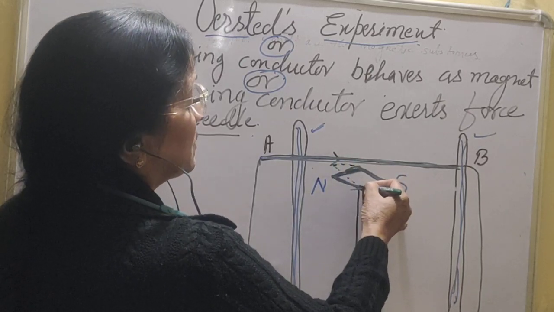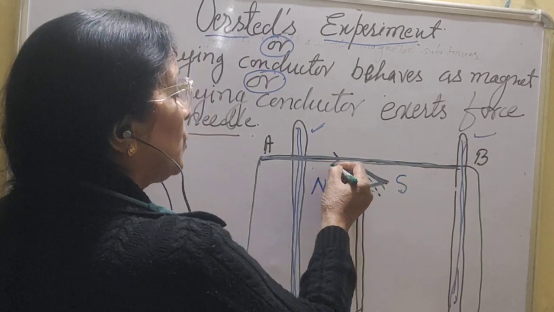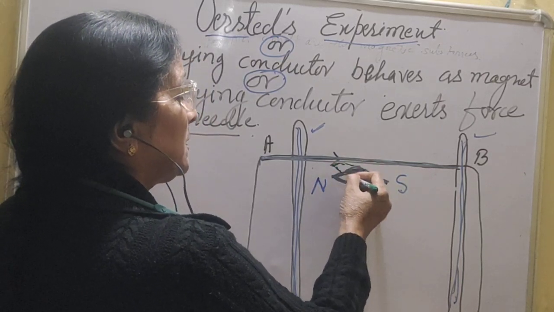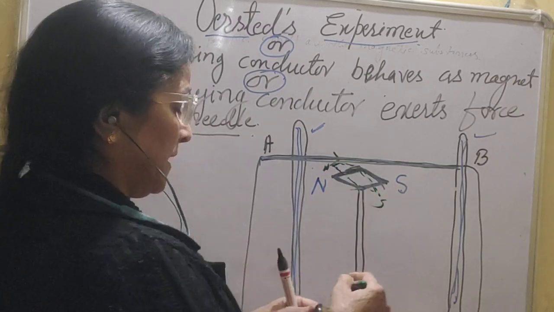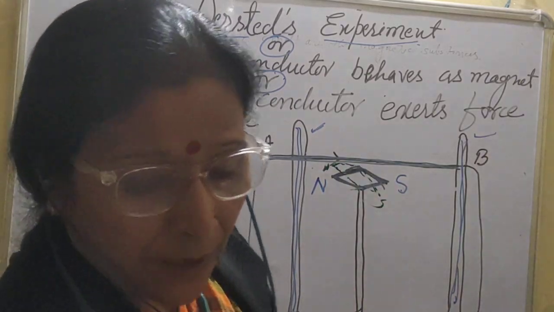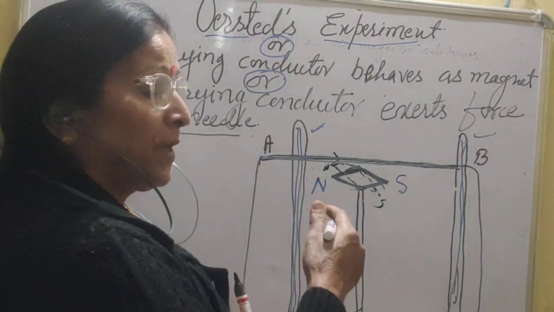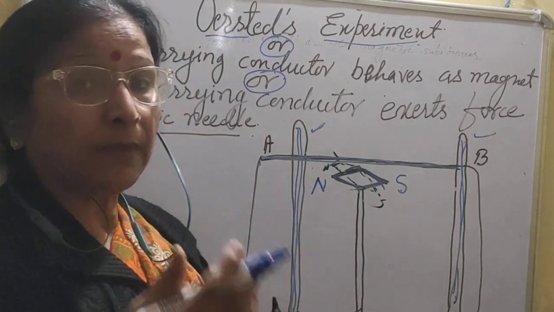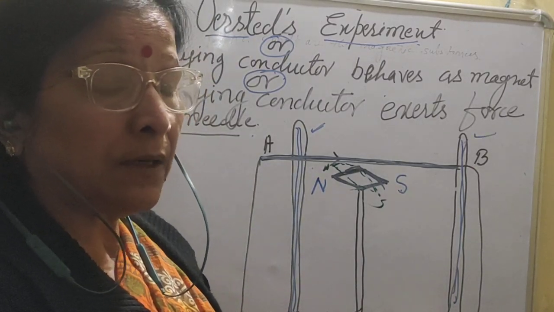Now the direction of the magnetic needle will become this one. So over here the magnetic needle will come, and the north and south poles will align themselves like this. So what do we conclude from this? That something is there near the magnetic needle which changes the position of the magnetic needle.